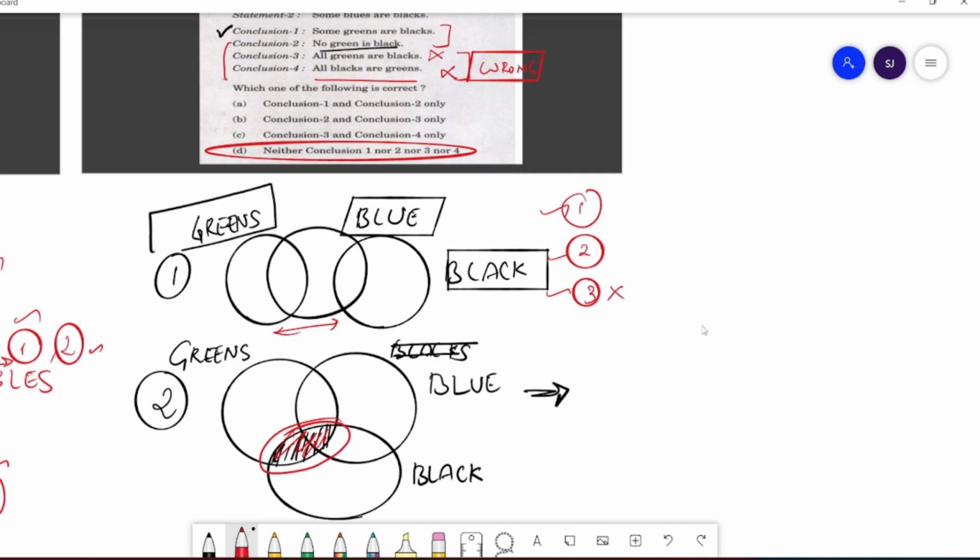And please keep practicing them. Only when you practice, you will get good marks in syllogism. It is a very logical thing that you should do.